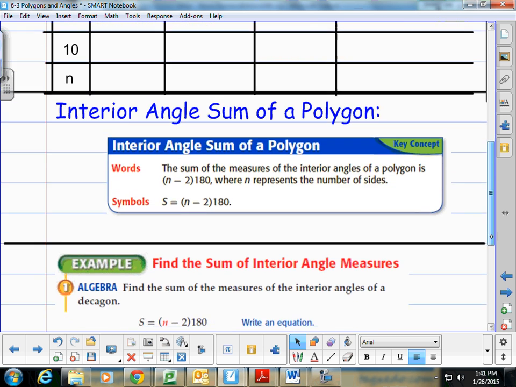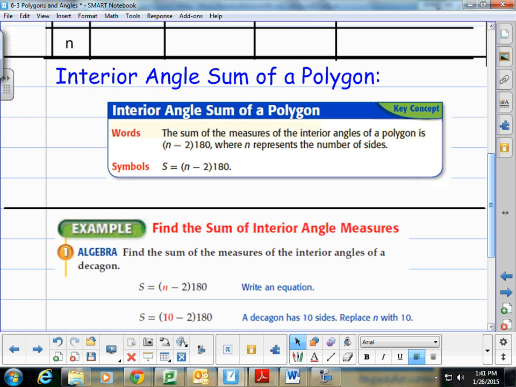From that investigation, and that's on the top of 316, we can look at what's called the interior angle sum of a polygon. Seems kind of a funny thing. Interior means inside, sum means added, and polygon is that figure. So the sum of the measures of interior angles of a polygon is n minus 2 times 180, where n represents the number of sides on that type of polygon. This is something we're going to use to determine the interior sum of the angles.